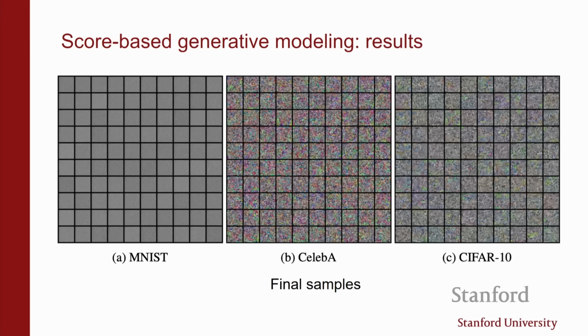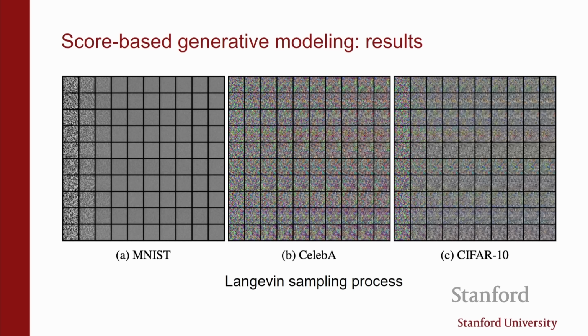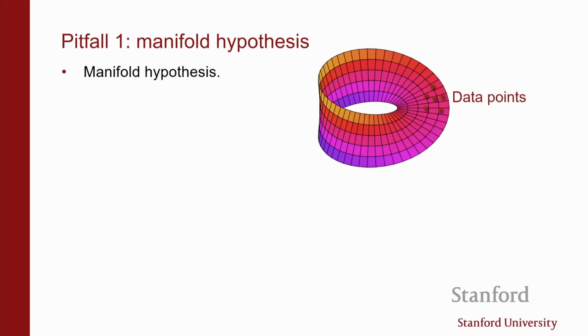And unfortunately, if you just do this, it doesn't work. So this is what you get if you use this procedure. You try to train a model on MNIST, even a simple dataset like MNIST, CelebA, CIFAR10. It just doesn't work. And this is what the Langevin procedure looks like. You start with pure noise and then kind of get stuck somewhere. But it doesn't produce good samples.